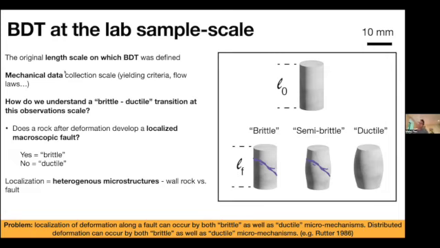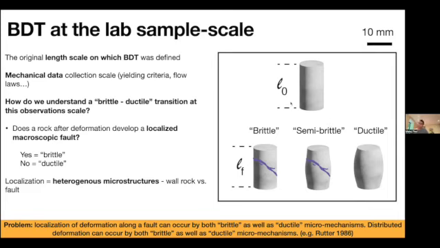And this is essentially the original length scale at which the brittle-ductile transition was first defined. So as I told you in the beginning, the definition from an experimental point of view is that if I deform my rock and have a through-going fault, I'll call that brittle. And if I deform a rock and it just barrels, then I'll call that ductile. We collect also all the mechanical data on this scale.